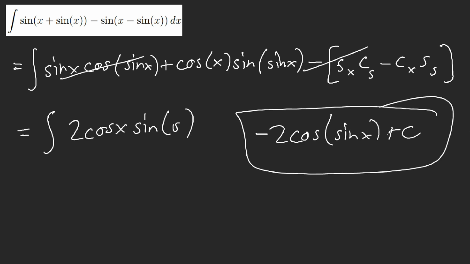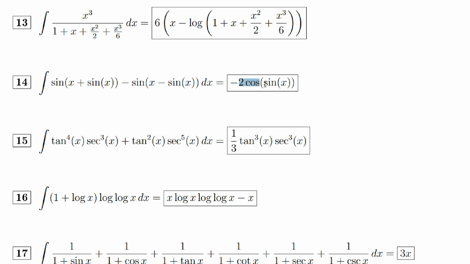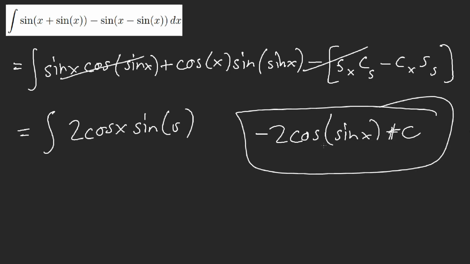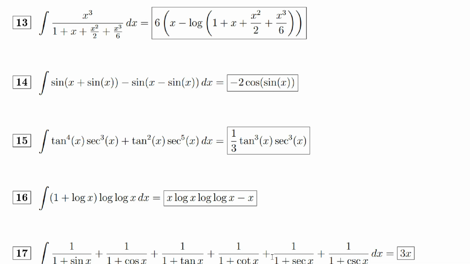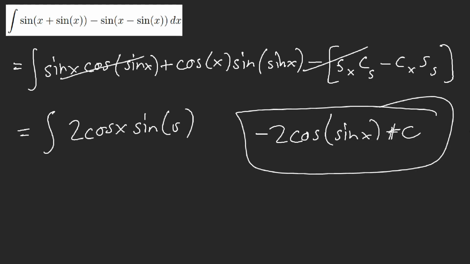I hope I got that correct. Hopefully I didn't hallucinate as I rush. Let me check the answers. Negative 2 cosine sine of x. That is exactly what I got. Negative 2 cosine sine of x. Yep. That's what I got. Alright. Did you beat me? Maybe, maybe not. Let me know in the comments.